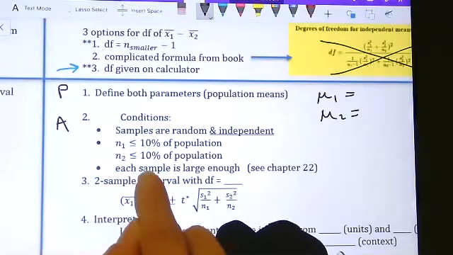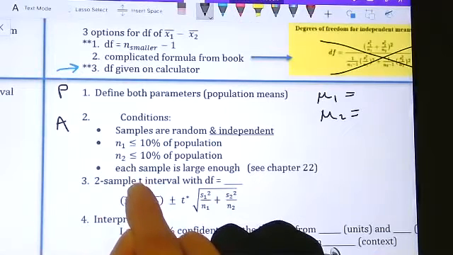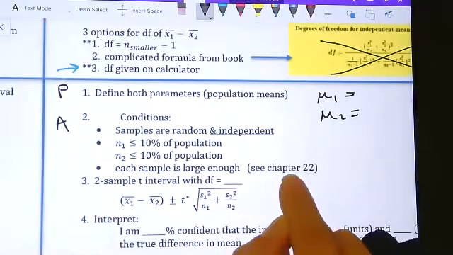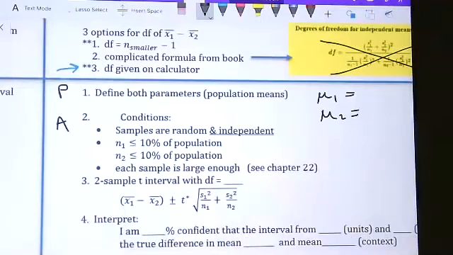Third thing is your sample needs to be large enough in order to use the central limit theorem, which allows us to use a normal approximation and then a t-model. What's large enough? Go back to chapter 22. If n for each sample is 30 or bigger, it's large enough. If n is less than 30, you got to look at a graph and look for symmetry and make sure that there's no outliers. So it's a little bit more complicated when your sample is small, but if your sample is at least 30, then it's super easy. You just say my sample is large enough.